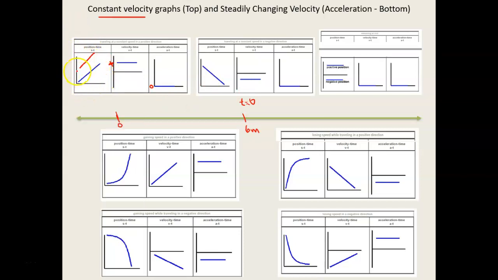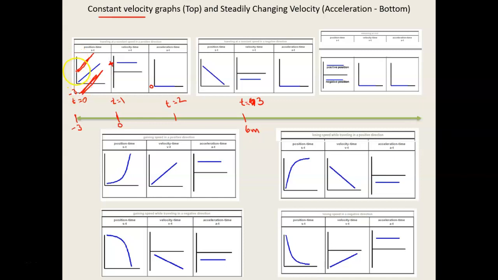So the starting position can affect where your position versus time graph begins, but it's still going to have that positive slope. If I started off at a negative location, I could start off at negative 3 meters, and if I'm moving at 3 meters per second to the right, I would be here at time 0, and then here at time 1 second, here at time 2 seconds, and here at time 3 seconds. So my graph would look something like same slope, but it would be starting at negative 3 meters.